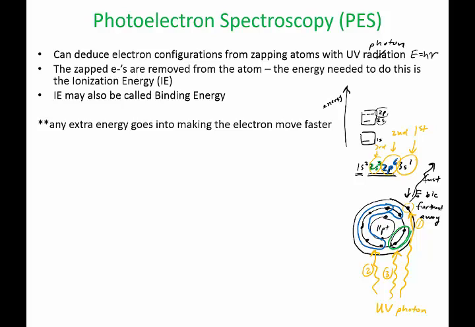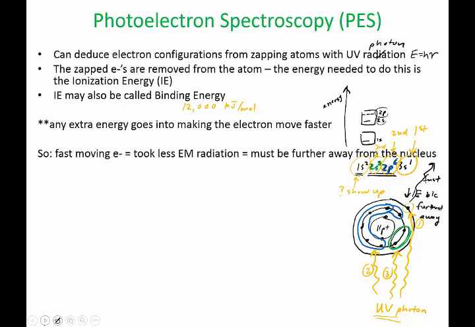So these photons have enough energy to remove about 12,000 kilojoules per mole. And sometimes these 1s electrons are so hard to remove because they're so close to the nucleus that they don't even show up on a photoelectron spectroscopy graph. So they may not even show up. Okay, so to conclude, fast-moving electrons take less UV radiation, so these must be further away from the nucleus.